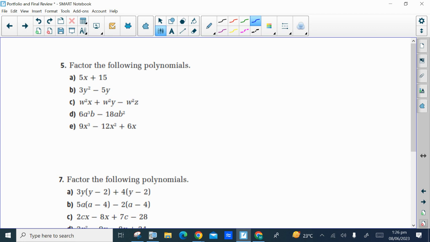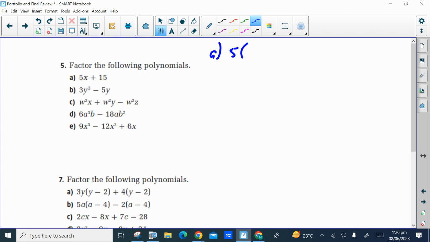All right. We'll start looking at factoring. The first thing you always look for is a common factor. In question A, there is a common factor of 5 there. All the terms are divisible by 5. That's the largest number that divides into both terms. So that's your first factor.